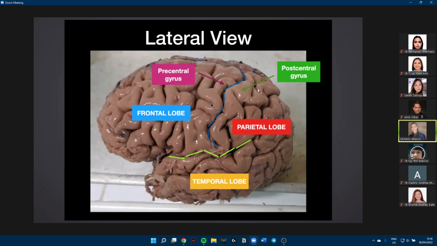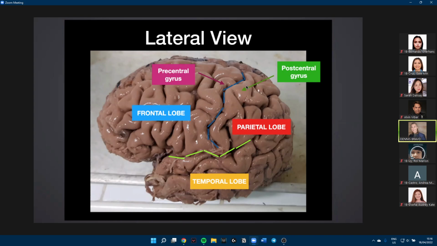As a matter of fact, if you have a lesion in this particular area, this will result in paralysis of the part of the body that is controlled by the precentral gyrus. Don't worry, we'll have more of that as we discuss clinical correlation soon.